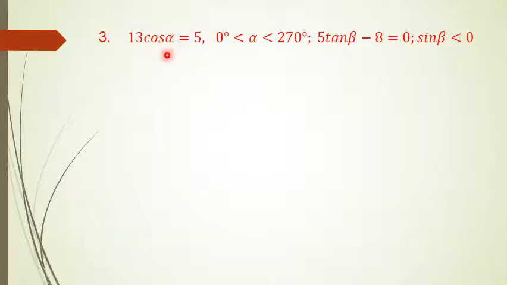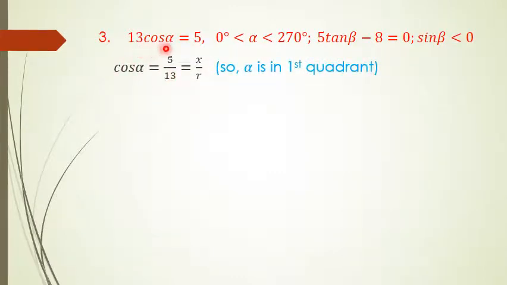Let's begin with the angle alpha. We are given two pieces of information about the angle alpha. One is 13 cos alpha equal to 5. The other one is that alpha lies between 0 degrees and 270 degrees. Now we need to use these two pieces of information to locate the quadrant where alpha is.